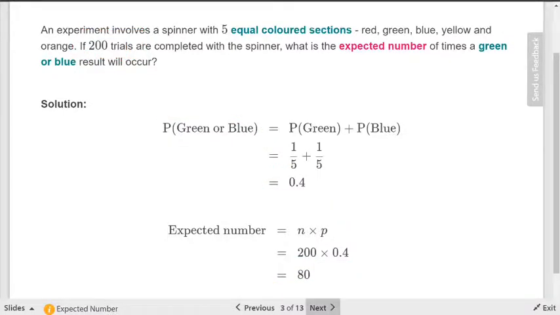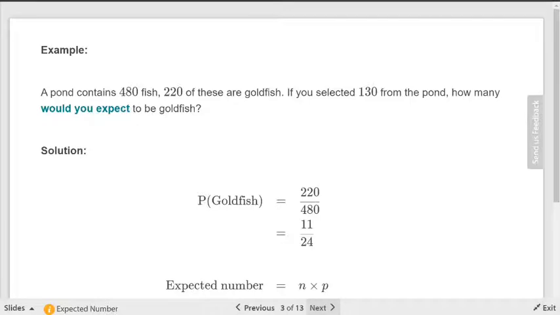All right. Now, here's a good one. And this came up, I think Shreya asked this question yesterday or the day before. So a pond contains 480 fish. 220 of these are goldfish. If you selected 130 from the pond, how many would you expect to be goldfish? So expectation, how many would you expect?